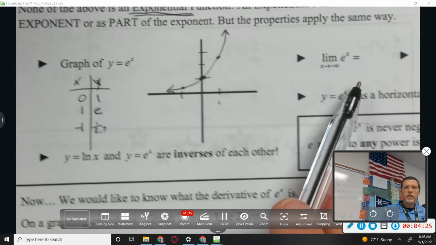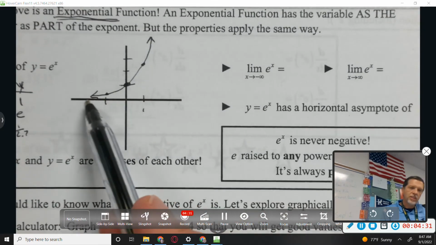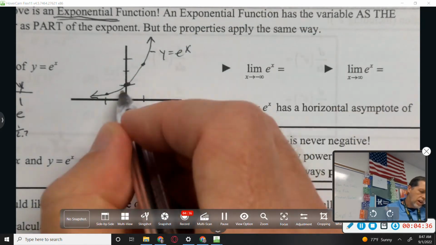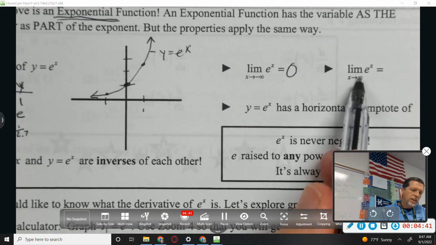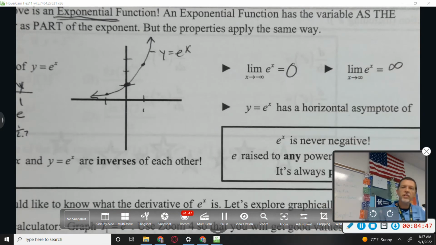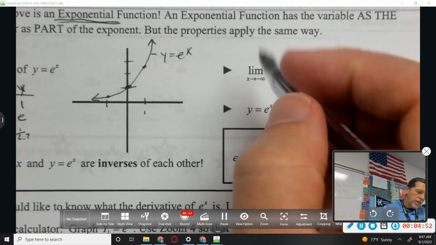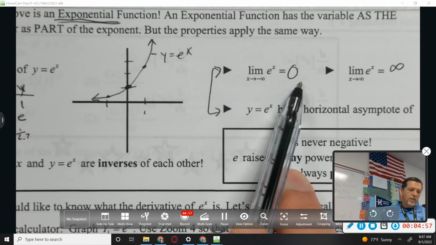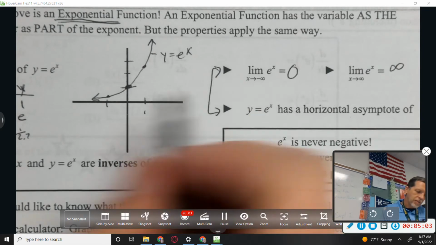A couple things we can get from looking at that picture. As x goes to negative infinity, so as x heads off to the left, e to the x, that's our graph, heads to 0. As x goes to positive infinity, e to the x goes up to infinity, and it goes up there in a hurry. It gets there very quickly. And then these two things kind of go together. If a limit at infinity equals a constant, then that means there's a horizontal asymptote there. So it has a horizontal asymptote of y equals 0.